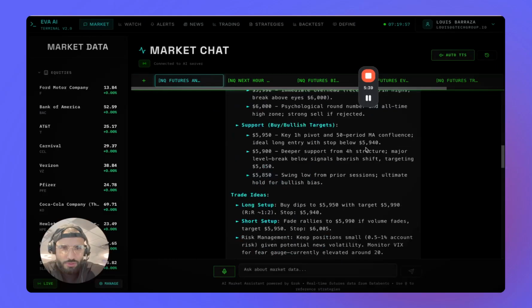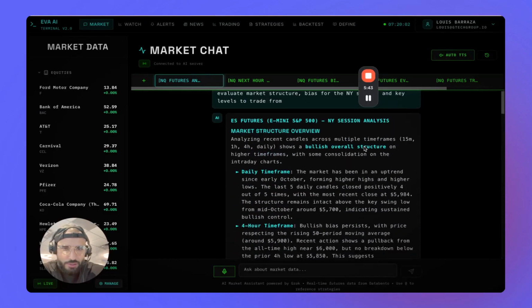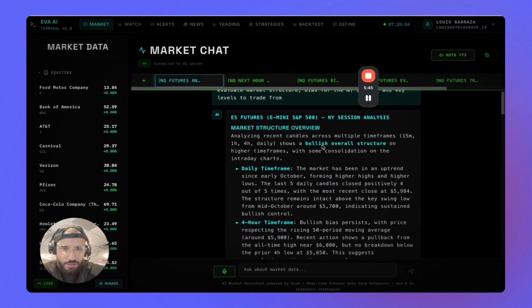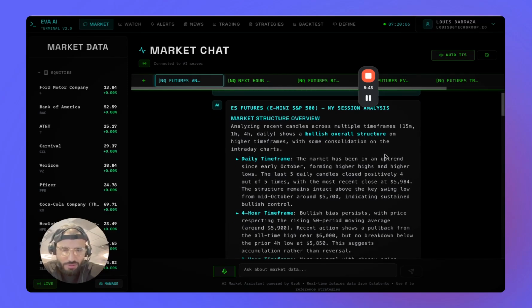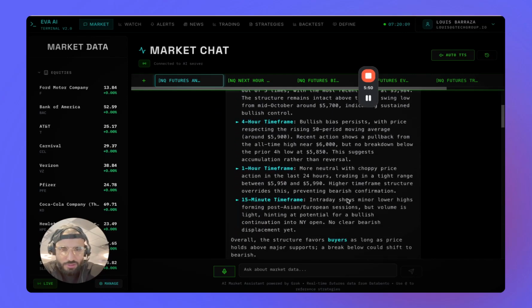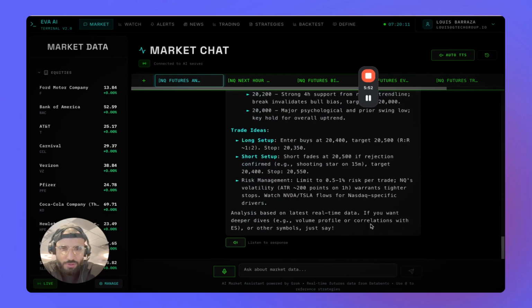So as we're starting to see, our AI basically analyzed the bigger time frame candle. It's telling us it's a bullish structure. You can see it's just analyzing the ES. I just asked for the NQ, but let's see what it says.